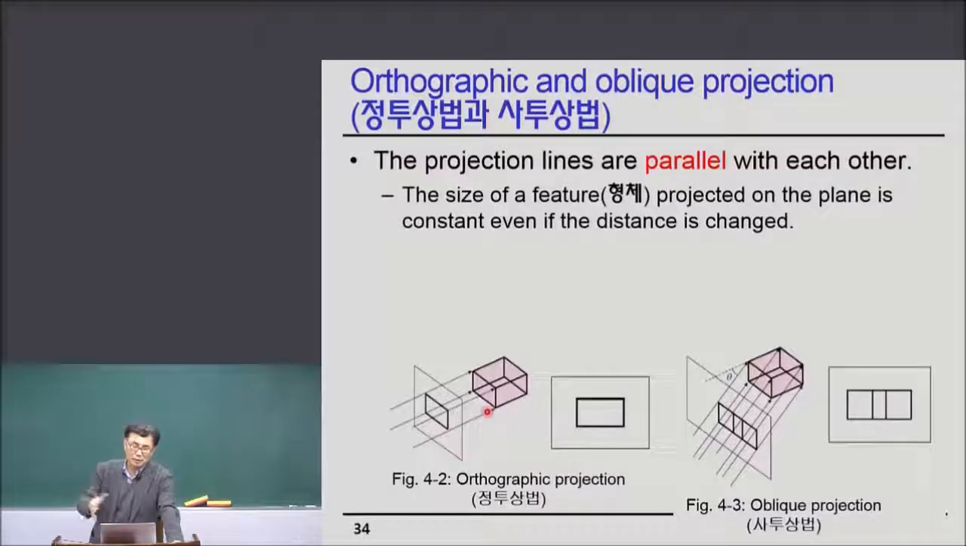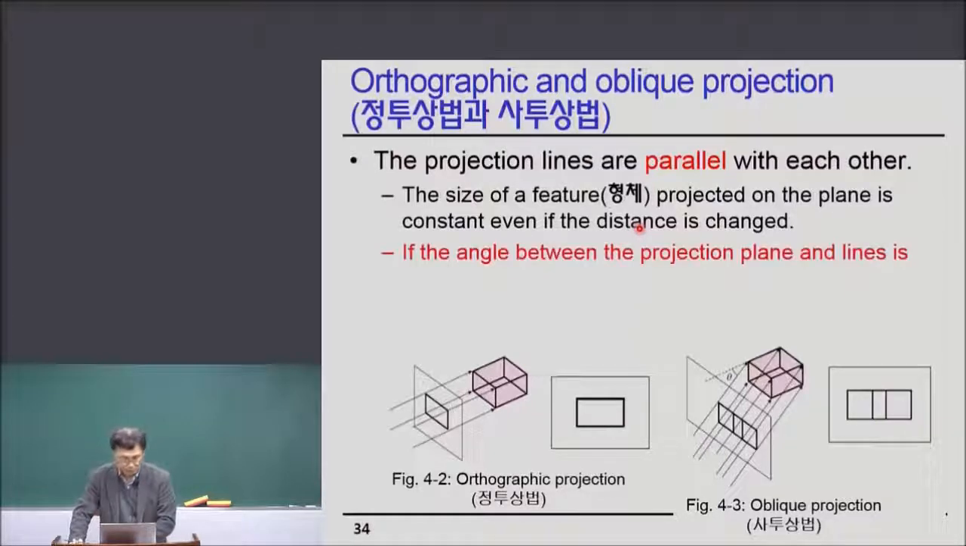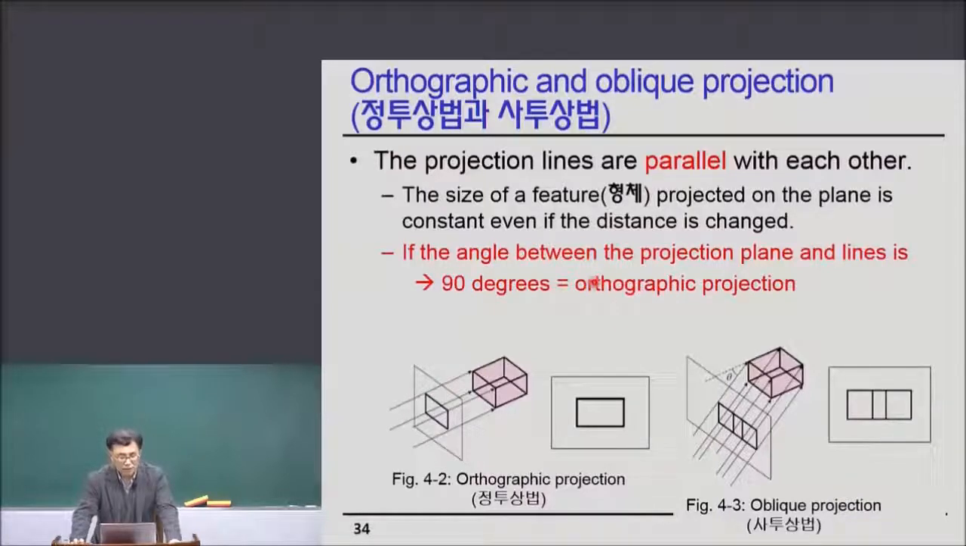Since it is parallel, projection lines are parallel with each other, so the size of a feature projected on the plane is constant, even if the distance is changed. And also, if the angle between the projection plane and projection lines is 90 degrees, we call it orthographic projection.